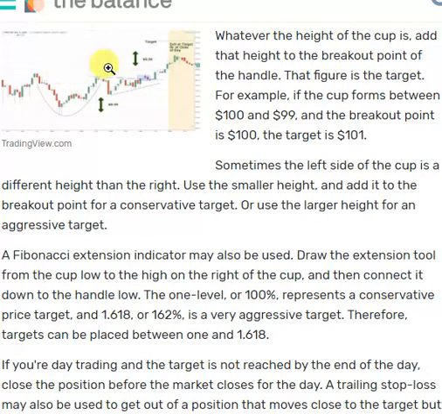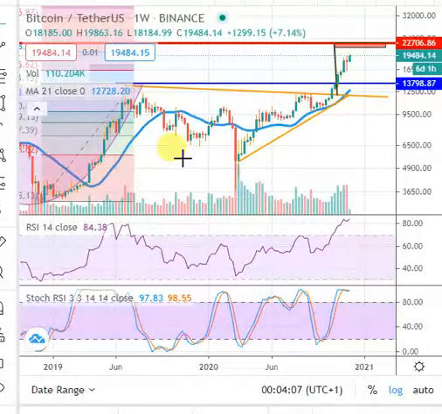So when you take the measured move from this neckline down to the bottom and you place it at the breakout point, that should give you your price target. For example, if the curve formed between 100 and 99, the breakout point is 100 plus the target, which is 101. Okay, now let's look at this target on our current trade.